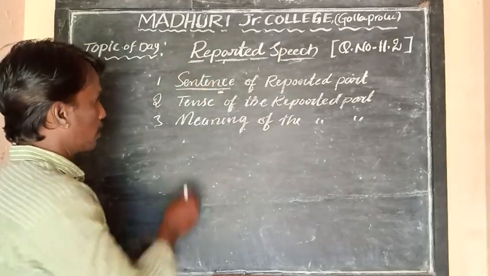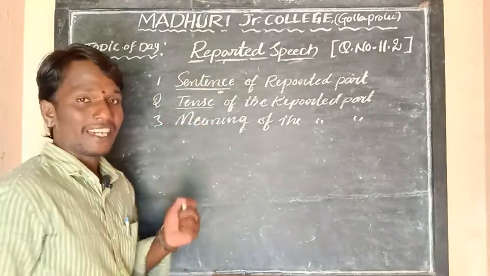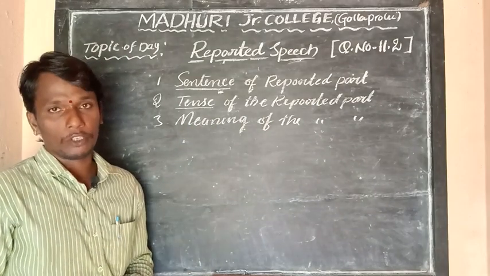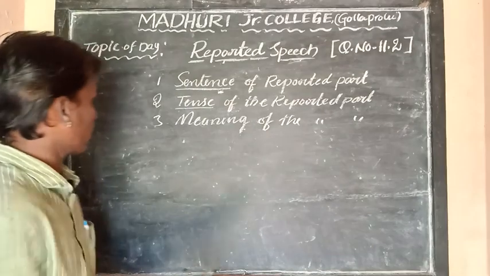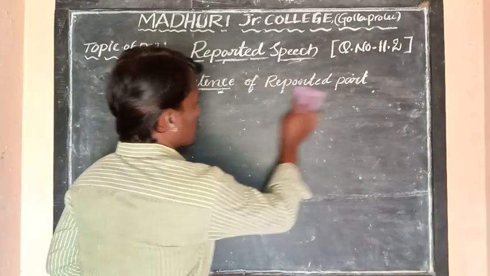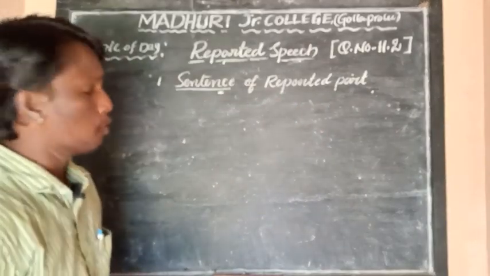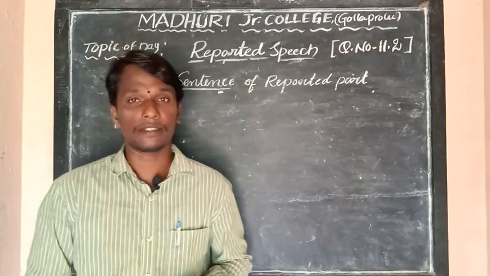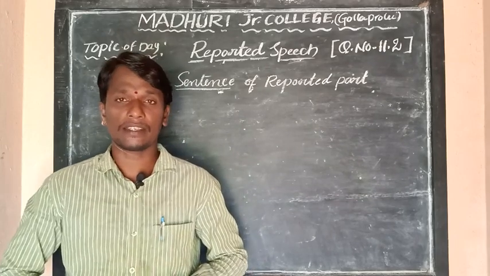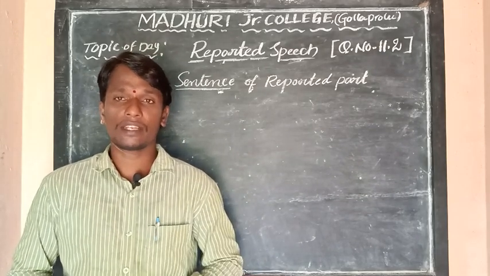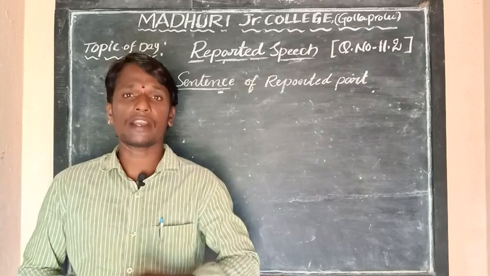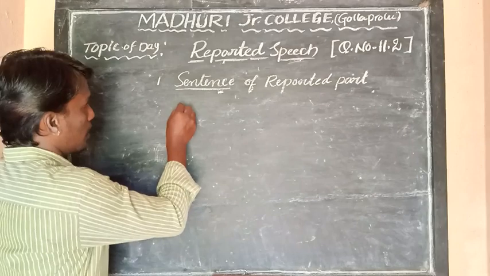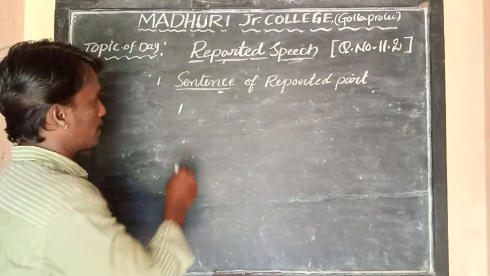the reported part is. And the third one is tense of the reported part. And the fourth one is meaning of the reported part. Now let us talk about the first one, sentence of the reported part. We know that there are four kinds of sentences. Already you have studied in 10th class, and even from 6th to 10th classes you might have studied all the kinds of sentences, which are very useful for our daily life. So let me introduce all four kinds of sentences once again.